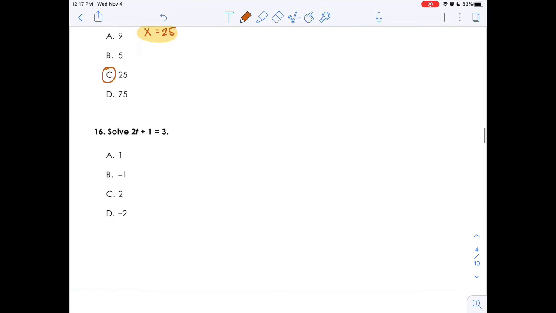Looking at number 16, the variable I want to solve for is t. So the first thing I want to do is subtract 1 from both sides. 1 minus 1 cancels, giving me 0. So I'm left with 2t equals 2. To get the t by itself, this is 2 times t. I'm going to divide both sides by 2. 2 divided by 2 is 1, leaving me with t equals 1, which is A.